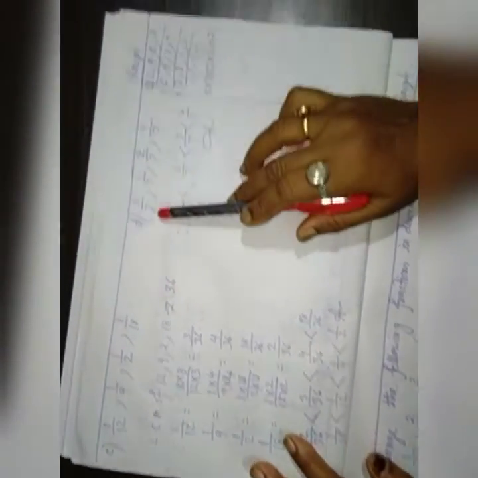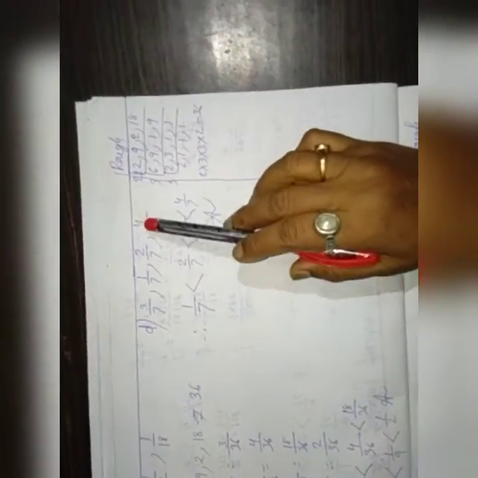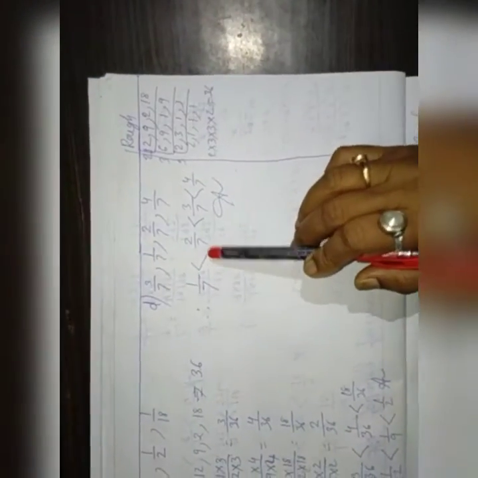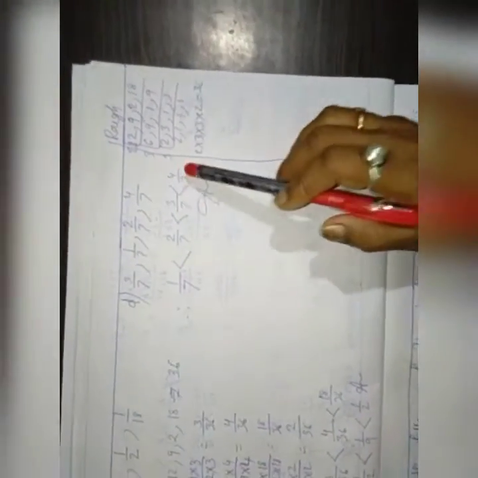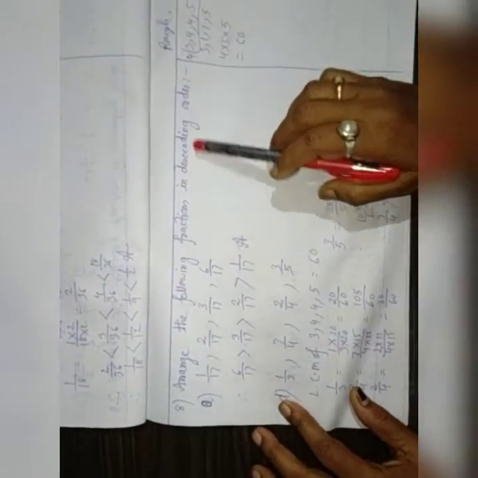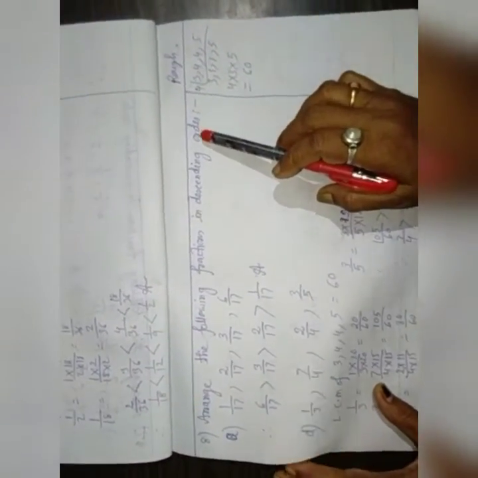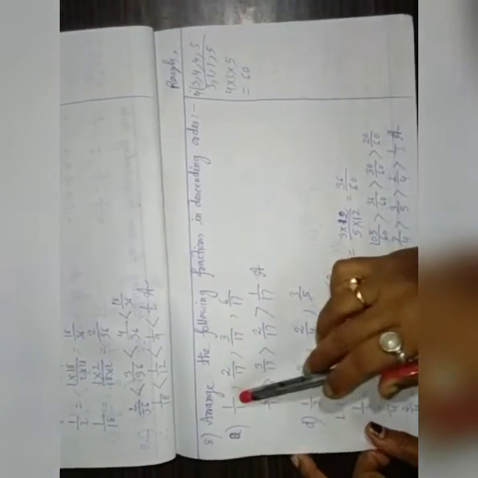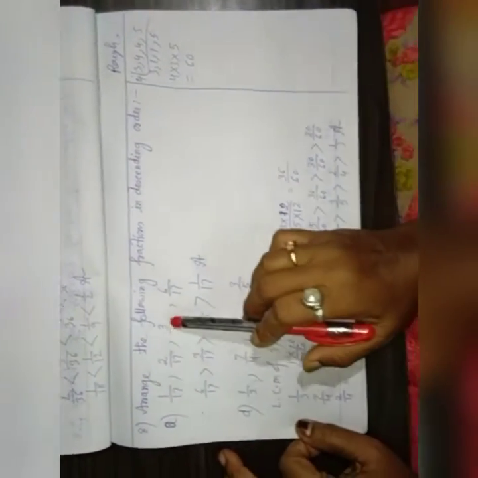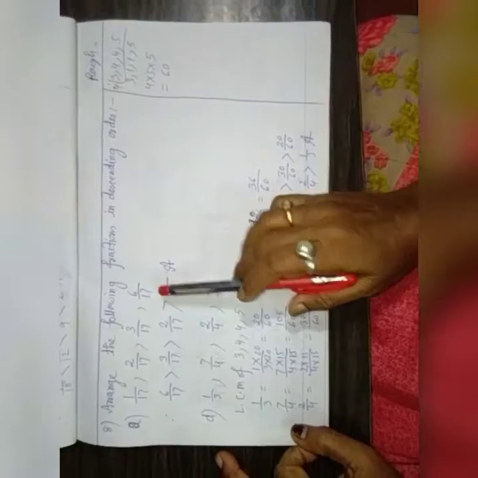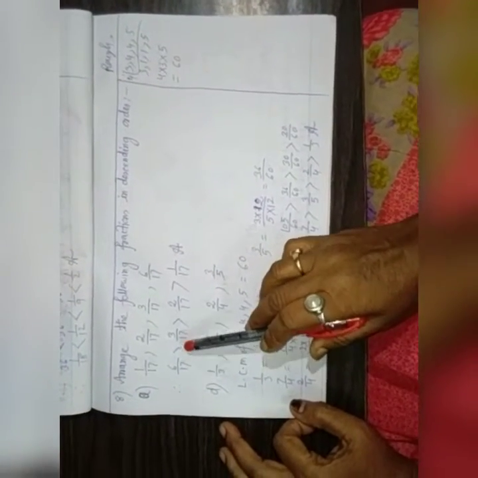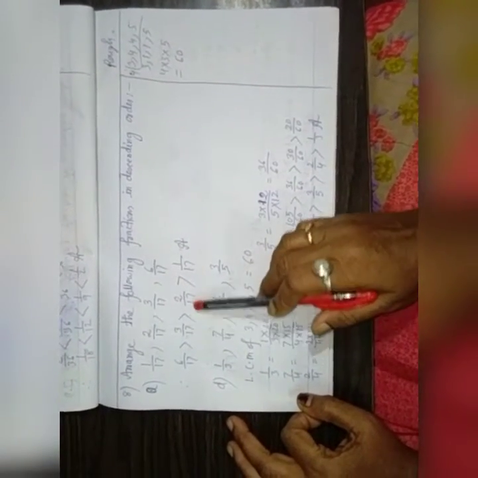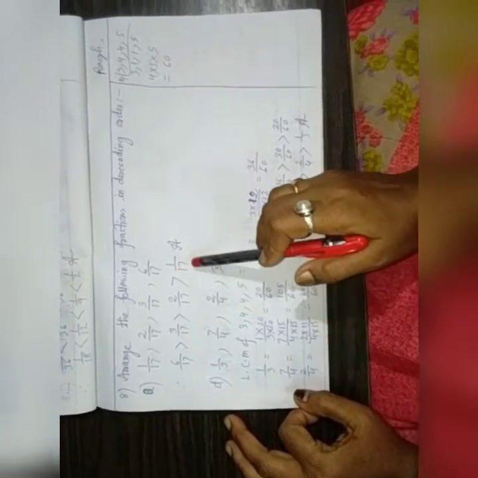D. 3 by 7, 1 by 7, 2 by 7, 4 by 7, equal denominators. That is 1 by 7 less than 2 by 7 less than 3 by 7 less than 4 by 7. Okay. 8. Arrange the following fractions in descending order. Descending order means greatest to smallest. 1 by 17, 2 by 17, 3 by 17, 6 by 17. That is 6 by 17 greater than 3 by 17 greater than 2 by 17 greater than 1 by 17.